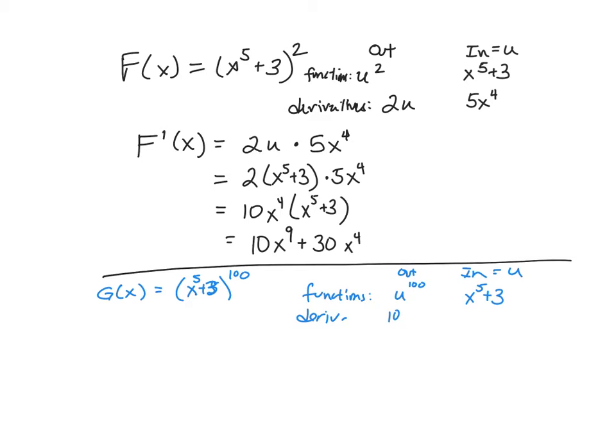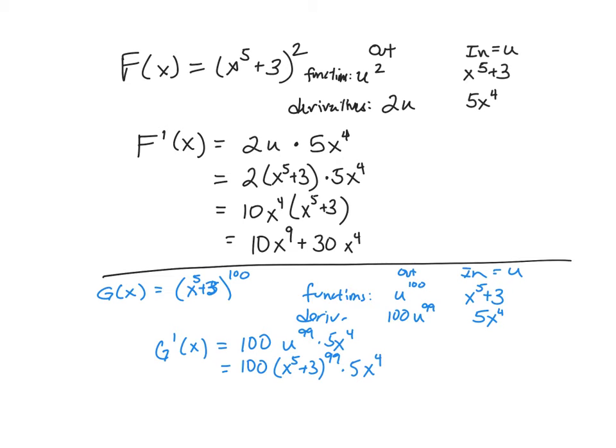So the derivatives would be 100u to the 99th using the power rule, and again, 5x to the fourth. And so the derivative using the chain rule, g prime of x, would be 100u to the 99th times 5x to the fourth. But I need to not leave it in terms of u, so I'll say 100 times (x to the fifth plus 3) to the 99th power times 5x to the fourth. And if I was going to clean that up at all, I might say 500x to the fourth times (x to the fifth plus 3) to the 99th power, but then I'm definitely stopping right there.